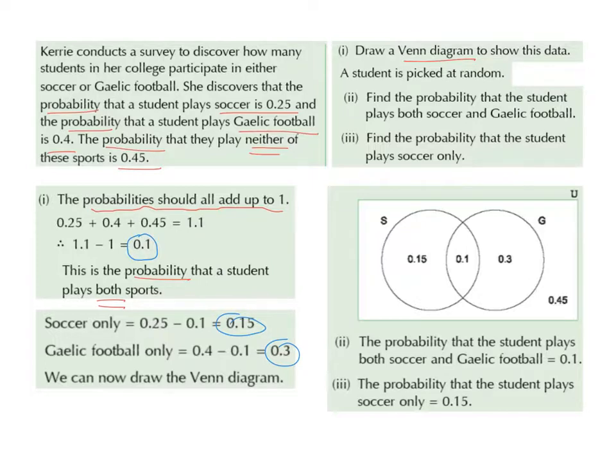And we were told in the question that the probability that they play neither of these sports is 0.45. So that goes inside the rectangle, and the 0.45 can go anywhere really in the space.